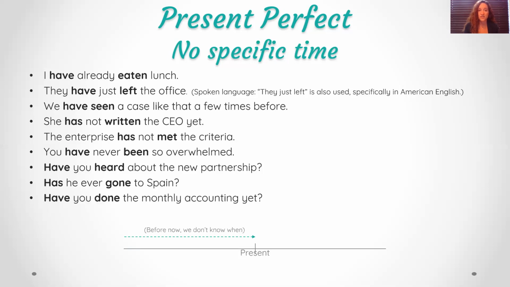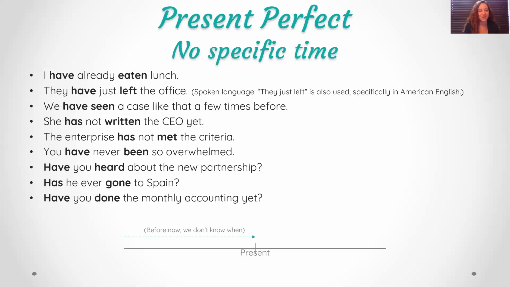It's possible that in North America, you hear they just left the office. So sometimes with just, specifically in American English, people tend to use the simple past because it's a bit of a controversy. Is it specific time or not? British people would say no, Americans would say yes. Well, actually, by the book, we should use the present perfect. So just means it's just before now.